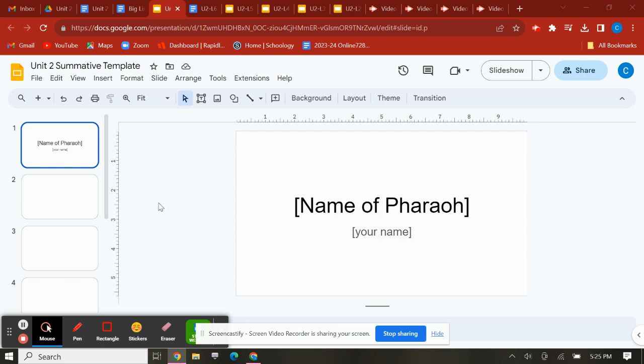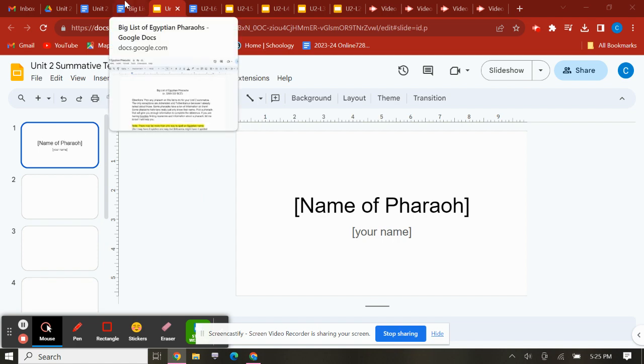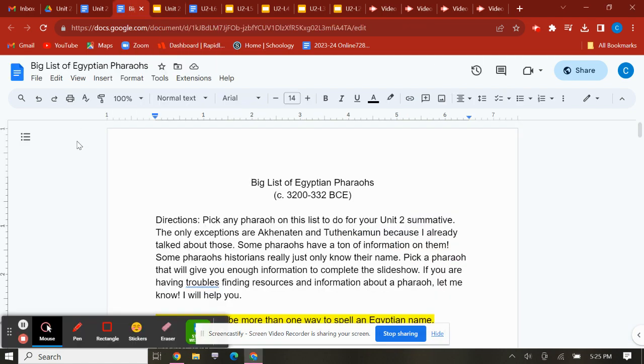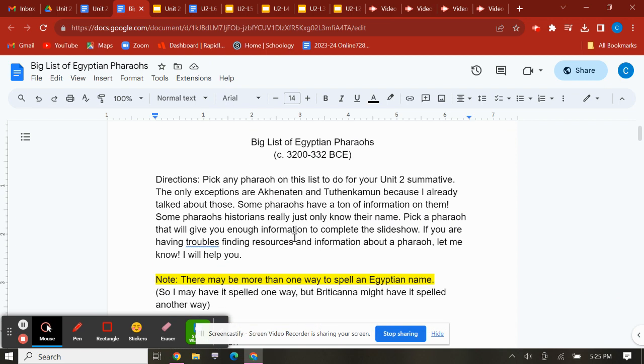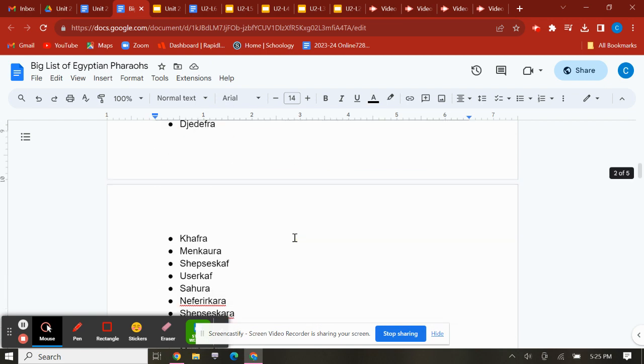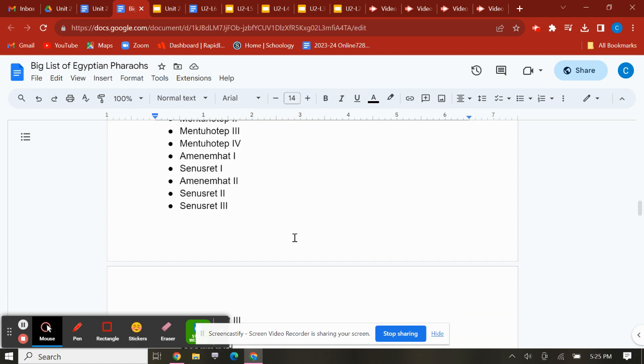All right, here are the directions for the Unit 2 summative. So you are all going to get this template with the slideshow on it of what you need to do. The first step you actually need to do is pick out what pharaoh you want to research. So that's where you're going to go to the big list of Egyptian pharaohs. Now on this big list, there's a lot of different pharaohs on here.